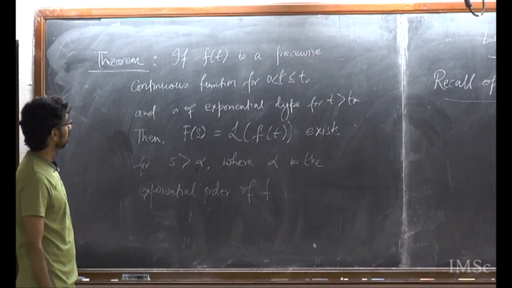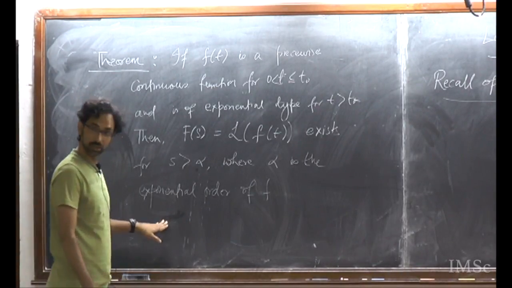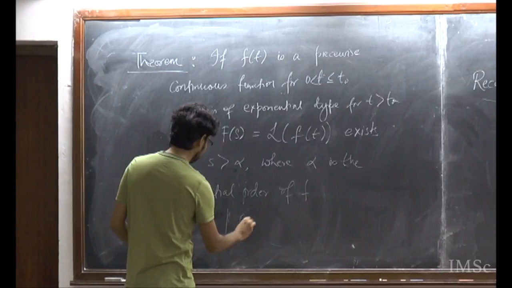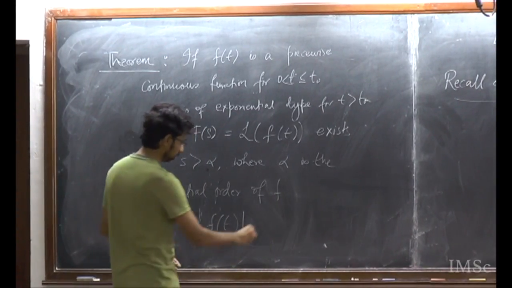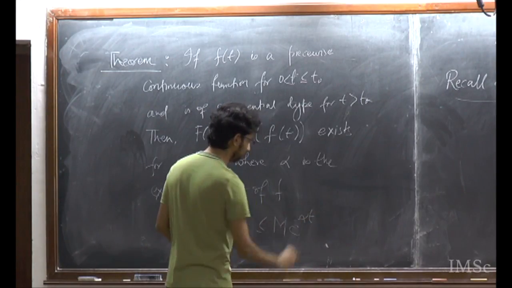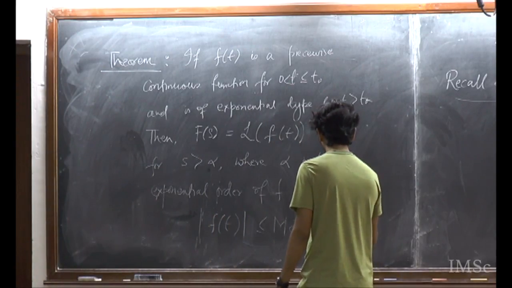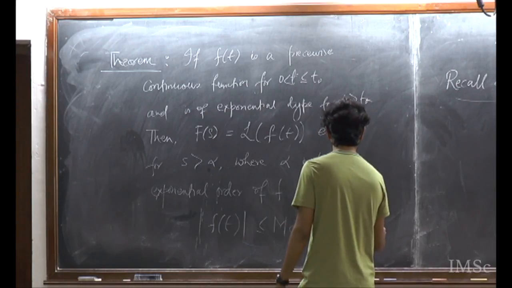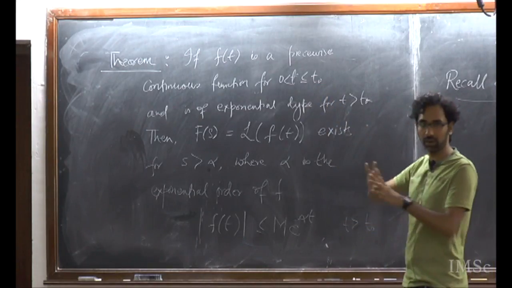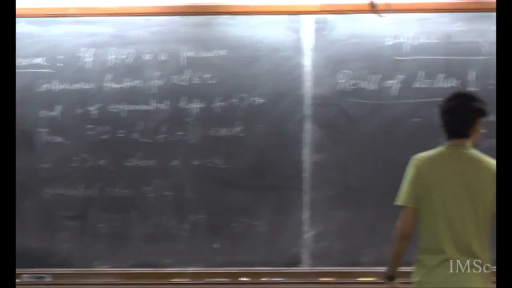So does everybody remember what was the exponential order? Yeah, so the modulus of f(t) is less than or equal to M e to the minus alpha t, right? So this is for t greater than or equal to t naught, okay? So I'm implicitly assuming that I'm working on the positive real axis, okay? Very good. So let's prove this.